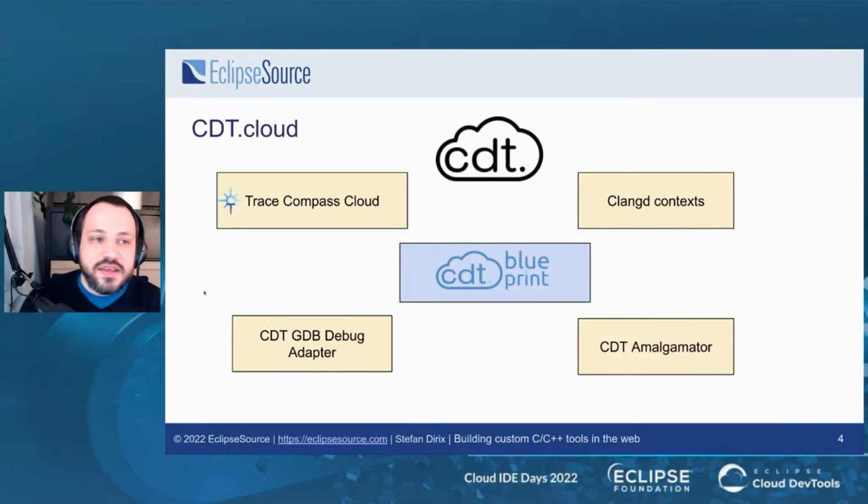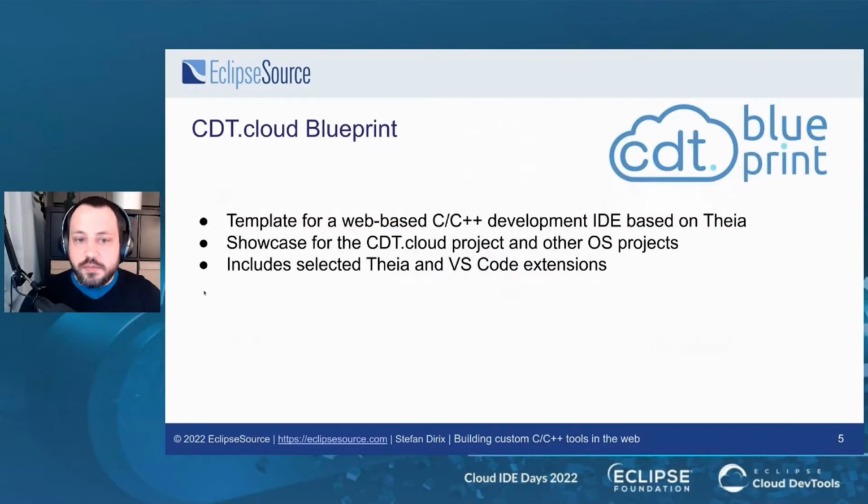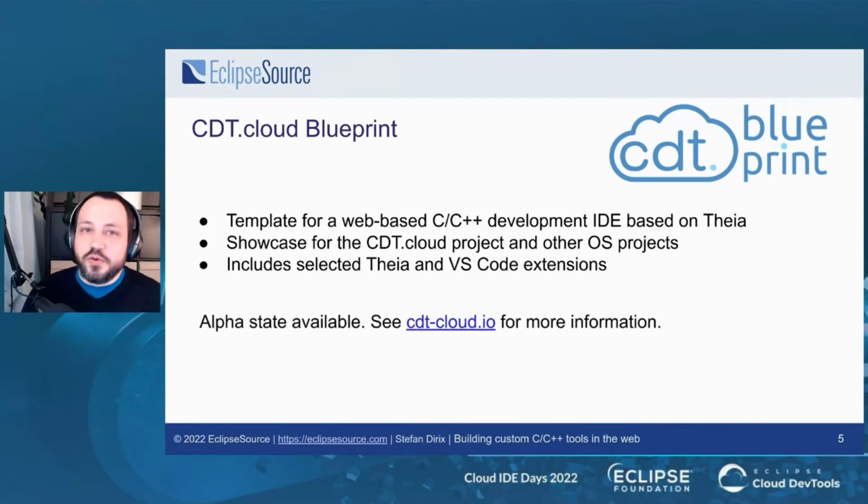What's that? The CDT.cloud Blueprint is a template for building web-based C++ IDEs based on Theia. The idea is, okay, we want to showcase all the CDT.cloud projects, but also integrate other great open-source projects if they are a good fit. In the end, this is basically a selection of Theia and VS Code extensions. One warning, CDT.cloud Blueprint is still in an alpha state, so not everything is 100% ready. You can see cdt-cloud.io for more information, or visit our GitHub project overview page.